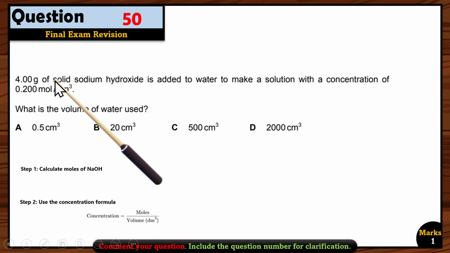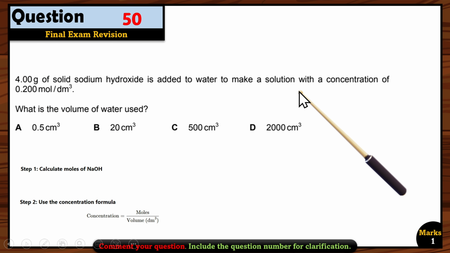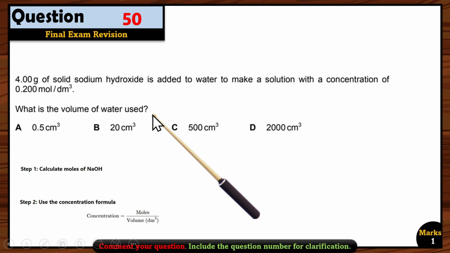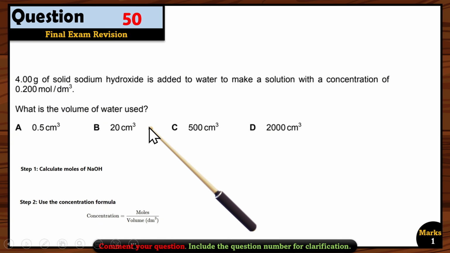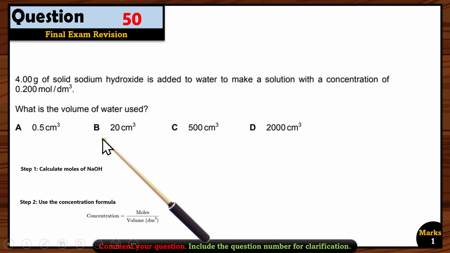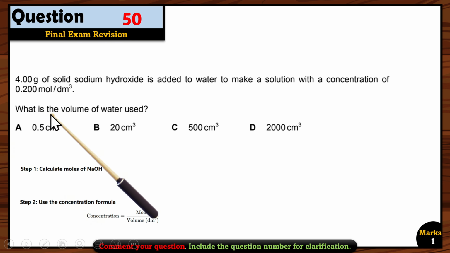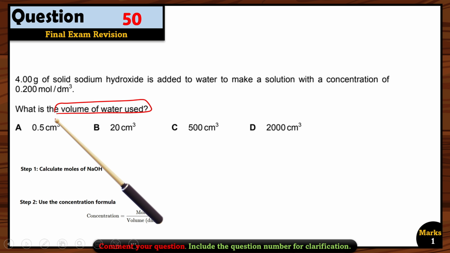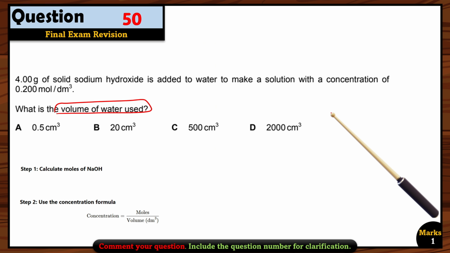Question 50. 4 gram of solid sodium hydroxide is added to water to make a solution with a concentration of 0.2. What is the volume of the water used? Again, you have to use the two formulas, right? First, let's see what they are asking about. They want to know the volume of water. And I already told you the formula of the moles in which we have a volume. So which formula is that? Mole is equal to volume into concentration, right?